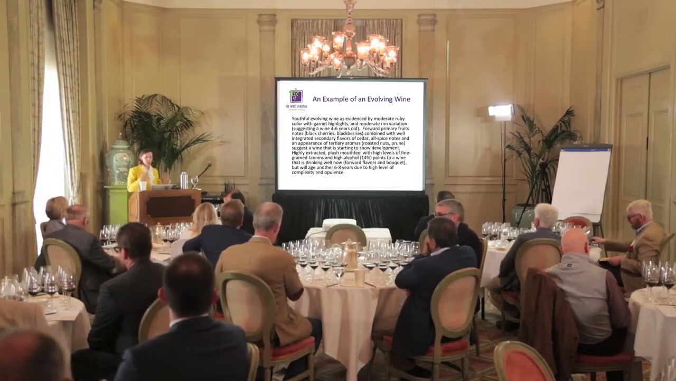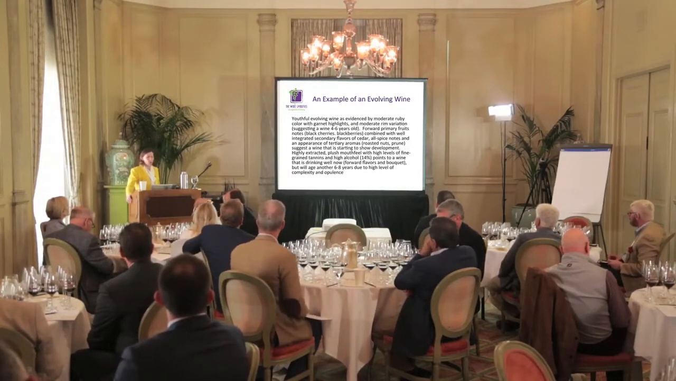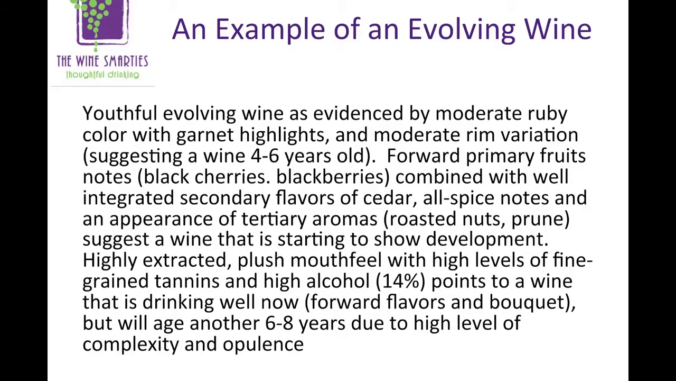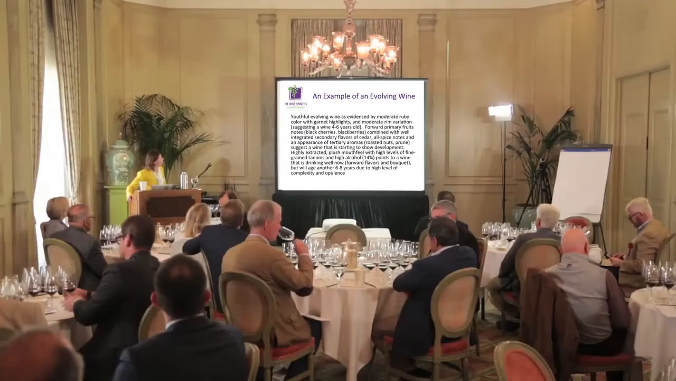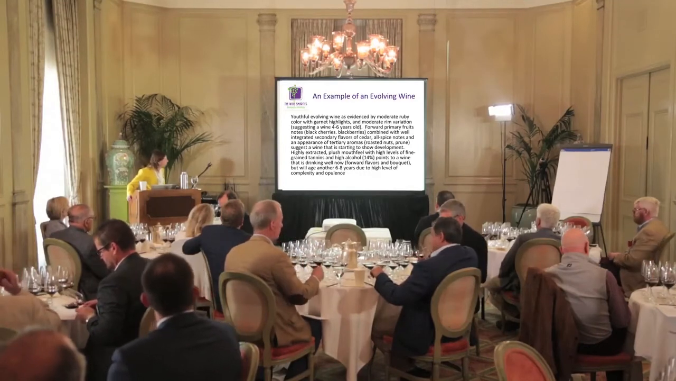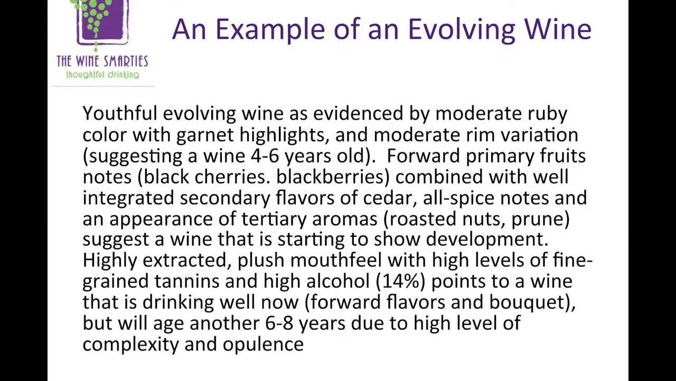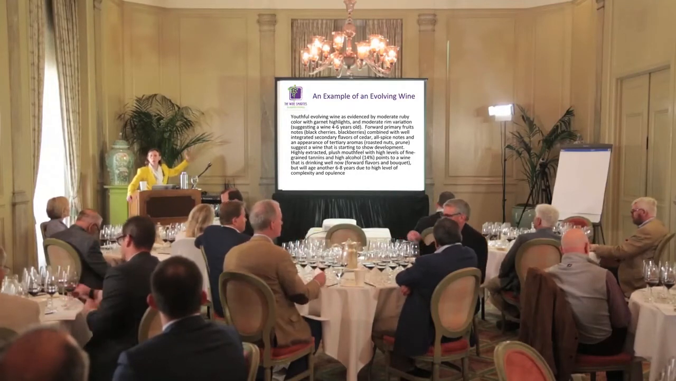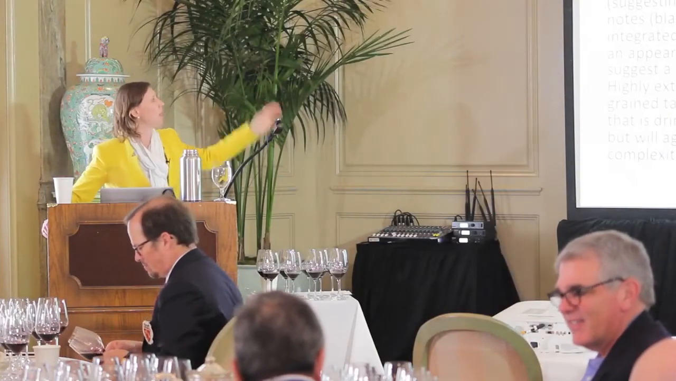So an example of something that's evolving, a youthful evolving wine, would show ruby color with garnet highlights, moderate rim variation, primary fruit notes combined with integrated secondary notes, cedar, allspice, and tertiary, right? It's evolving, so it's showing all categories. Highly extracted plush mouthfeel with high levels of fine-grained tannins and high alcohol points to a wine that's drinking well now due to its forward flavors and bouquet, but will age another 6 to 8 years due to high-level complexity and opulence. This is one of my Master of Wine notes. This is the sort of stuff they expect you to write on the exam. So this is kind of an example, and I thought it tied everything together that we've talked about.